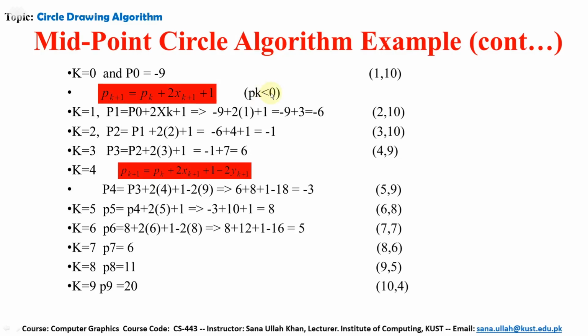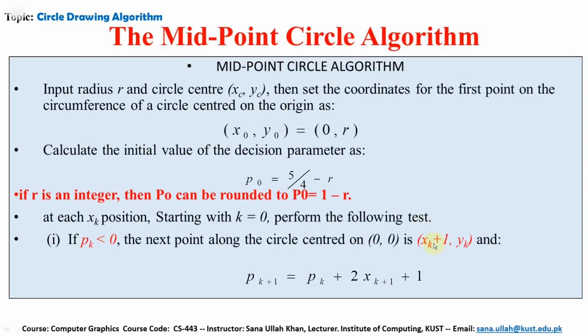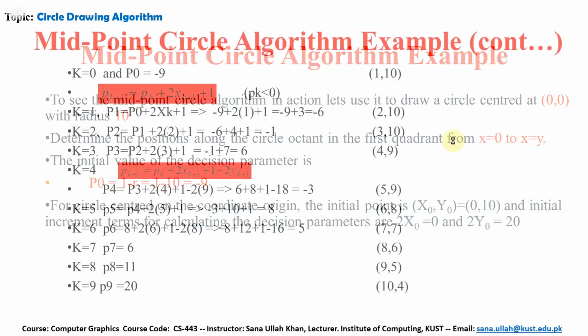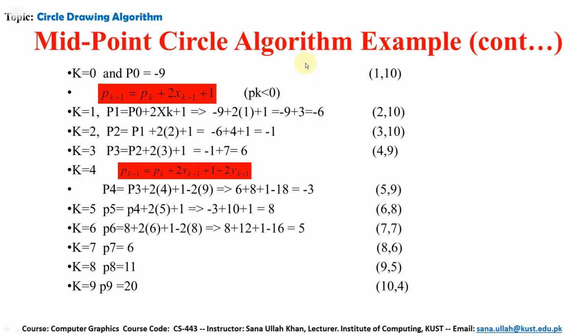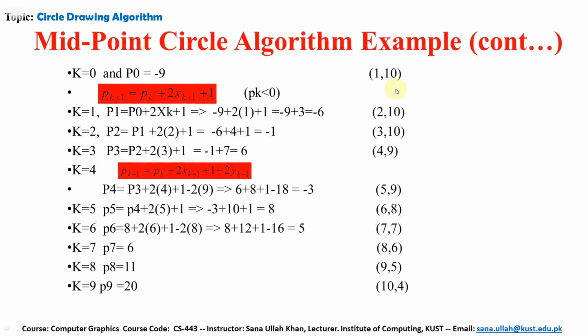So x will be increased, xk plus 1, and y will remain the same, as given in the algorithm. x will be increased with 1 and y will remain the same, meaning no change in y. So here pk is less than 0, x will be increased. The initial value of x is 0, so it will become 1, and the initial value of y is 10, it will remain the same.